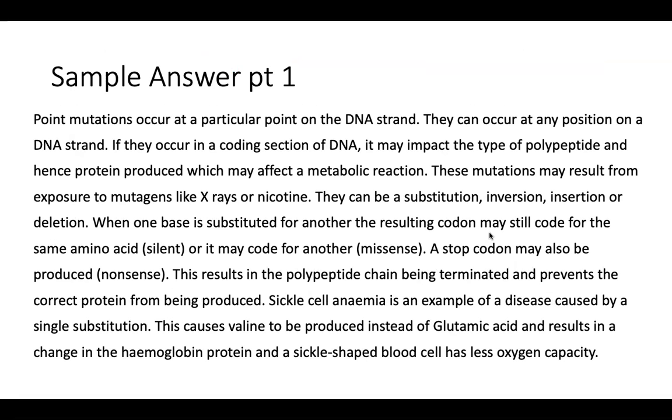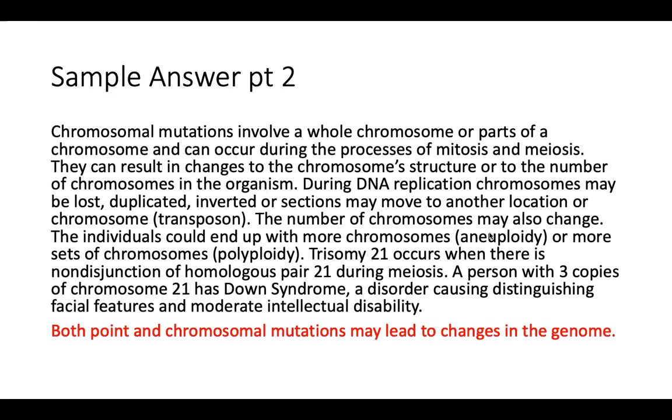Now again, here's the sample answer from our marking guide. I split into part 1 and part 2. Part 1 here is looking at point mutations. So again, feel free to pause the video and read this and compare it to your answer. And then sample answer part 2 was looking at the chromosomal mutation. And then this sentence here at the bottom, I just highlighted that because that's the relationship between the two. Both point and chromosomal mutations may lead to changes in the genome. So that's the analysis part of this overall question.